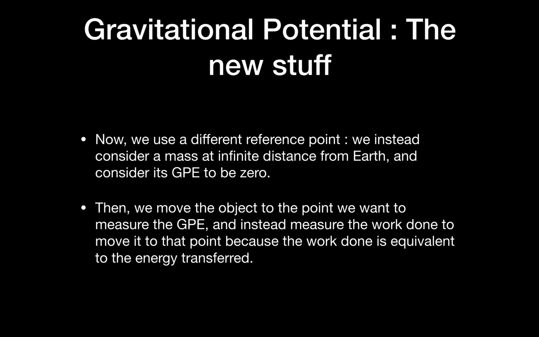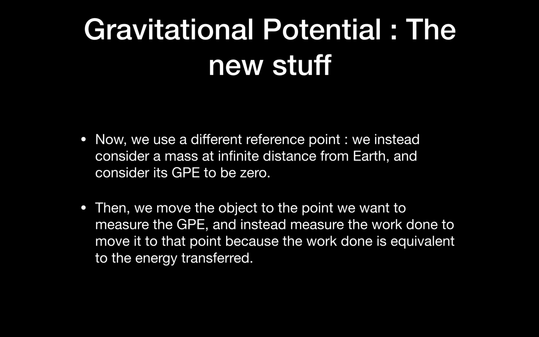So this is the new stuff. Now we change our reference point. Instead of taking Earth's surface to have zero gravitational potential energy, we turn it on its head. We say that there is a mass at infinite distance from the Earth, and that is when its gravitational potential energy is zero. Okay, that's the reference point. That's a built-in assumption we're taking.